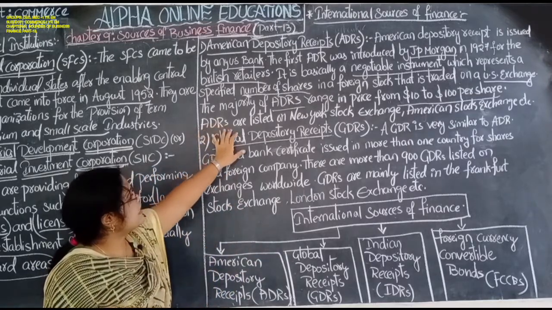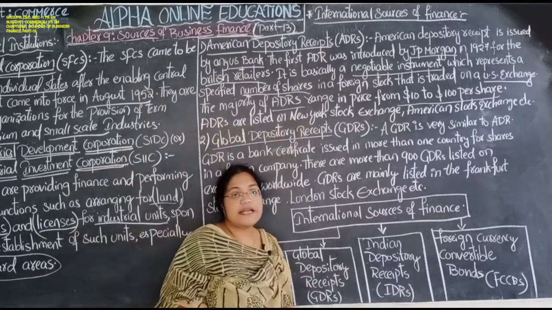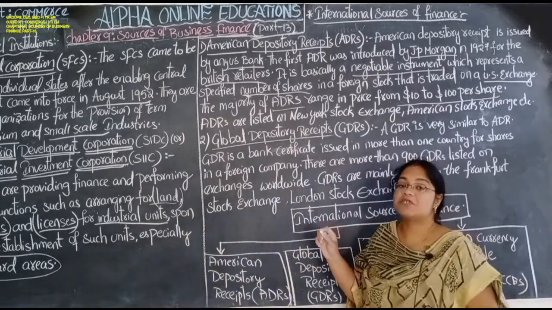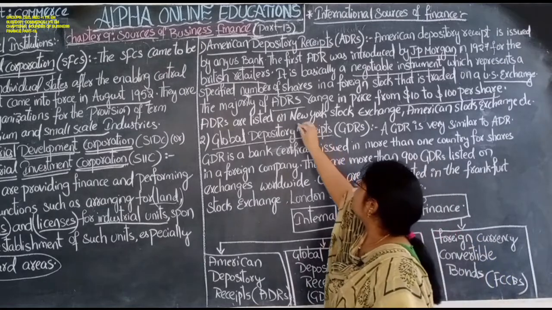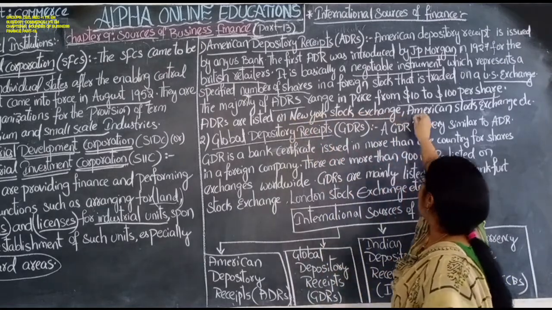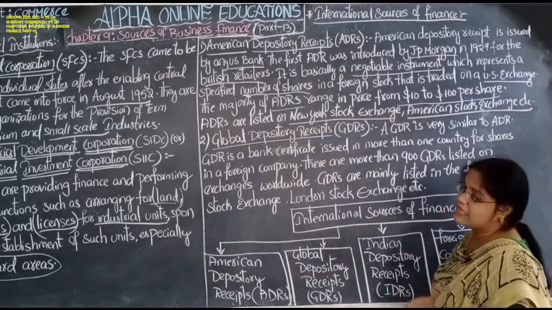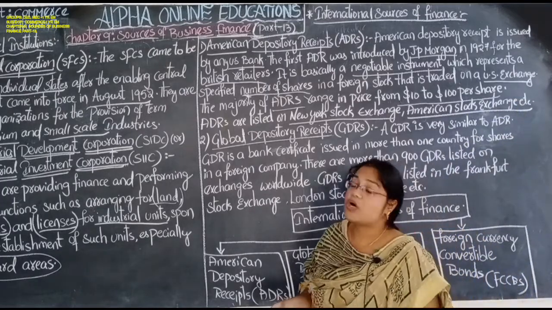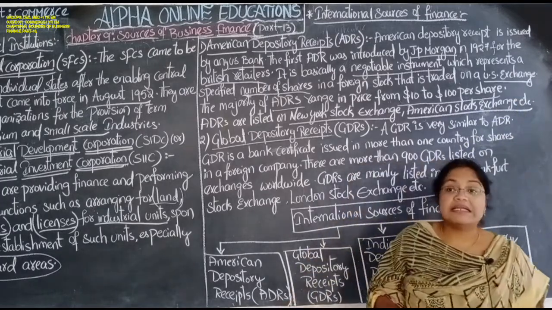American depository receipts are listed on, listed on means they are recorded. Okay, those receipts are recorded on the New York Stock Exchange, American Stock Exchange, etc. In this way these American depository receipts are listed.